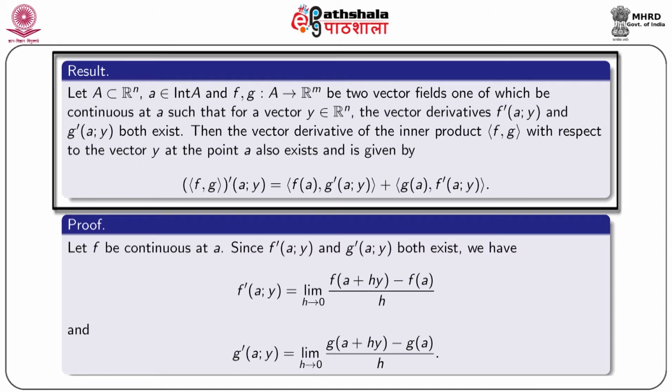One more result. Let A be a subset of Rn, a an interior point of the set A, and F, G two vector fields defined on the set A whose codomain is in Rm. Now F and G are such that one of them is continuous at the point a and also for a vector y in Rn, the vector derivatives f dash ay and g dash ay both exist. Then the vector derivative of the inner product of F and G with respect to the vector y at the point a also exists and is given by inner product Fg dash ay equal to inner product of Fa and g dash ay plus inner product of Ga and f dash ay.